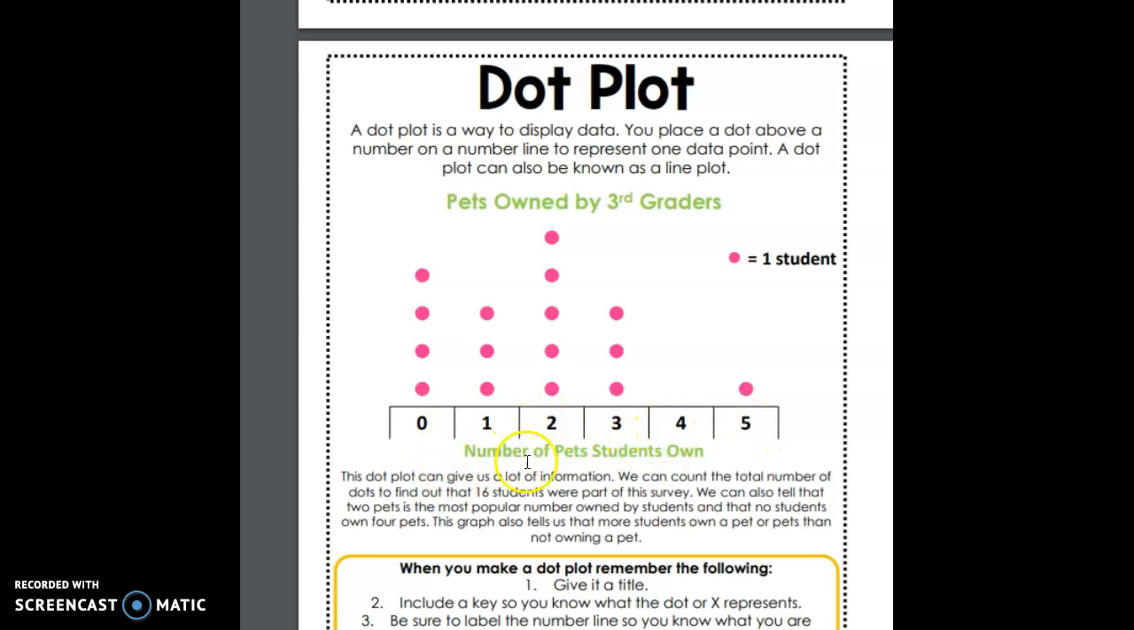So down here is the number of pets students own. So 1, 2, 3, 4. 4 students that took this survey don't have any pets. 1, 2, 3. 3 students have 1 pet. 1, 2, 3, 4, 5. 5 students have 2 pets. 1, 2, 3. 3 students have 3 pets. No students have 4 pets, and only 1 student has 5 pets, okay? That's how you read a dot plot.